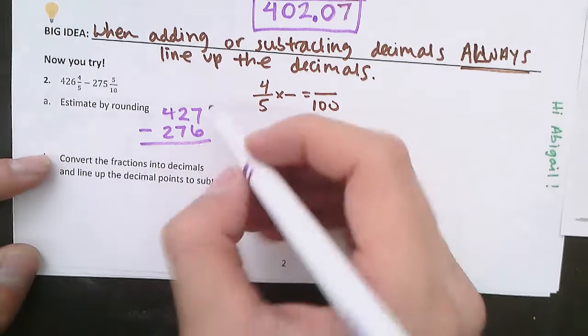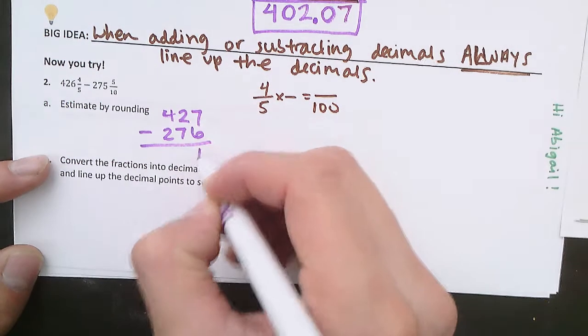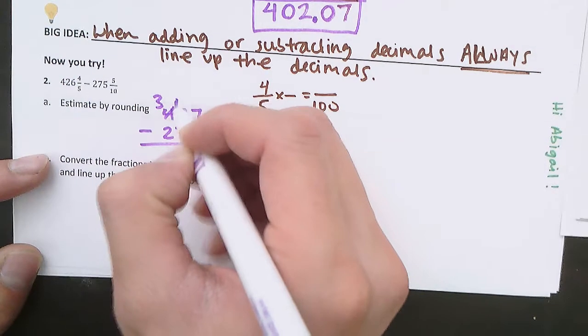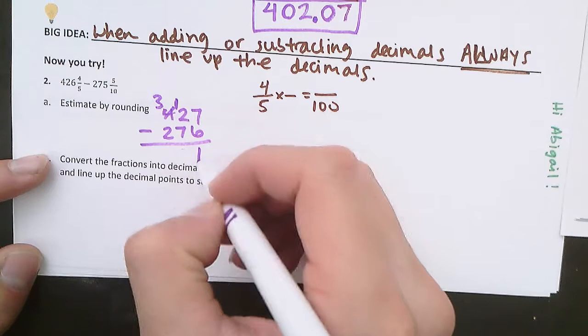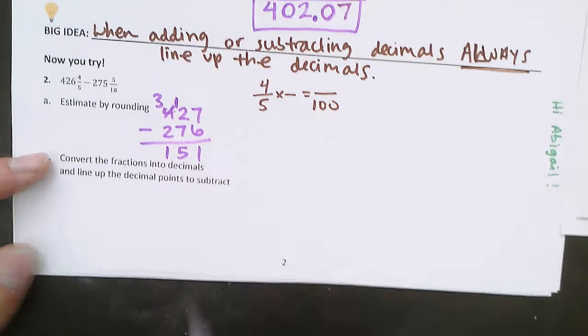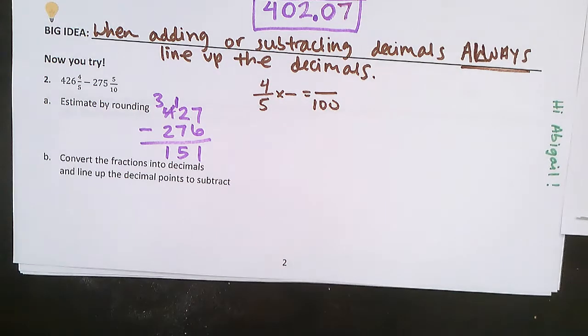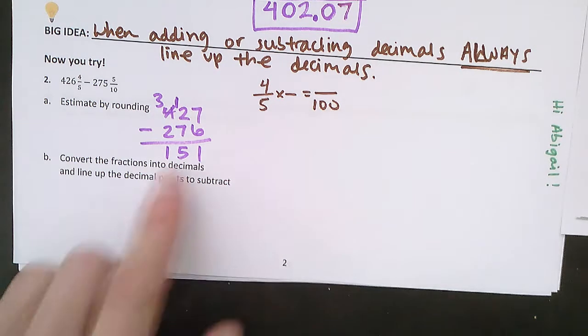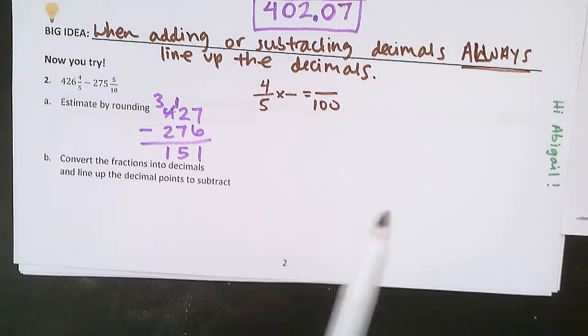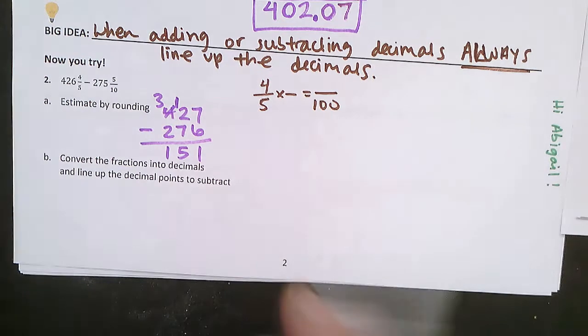Let's subtract it. 7 minus 6 is 1. 2 minus 7, let's borrow here. So we have 12 minus 7 is 5. And then 3 minus 2 is 1. So our estimation is that our answer is going to be something very close to 151. Now let's convert the fractions into decimals. Oh, wait, first. If you got the rounding part correct, 3 gold stars to you.